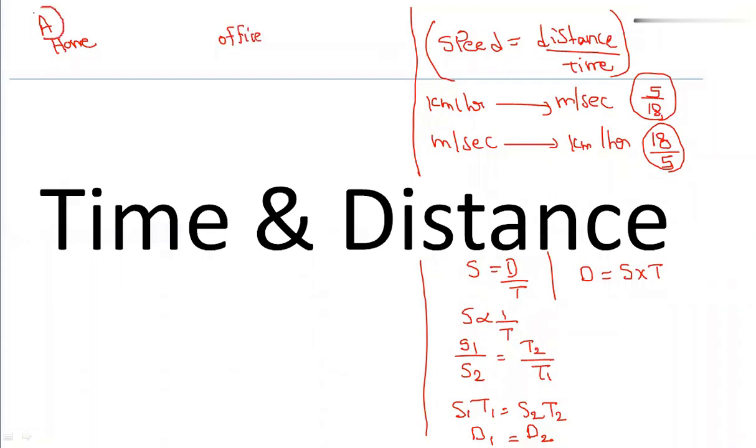Okay. Person A is going from his home to office. On the first day, he went with some speed. Let's say he went with 4 kilometers per hour speed and he was late to office by 5 minutes.